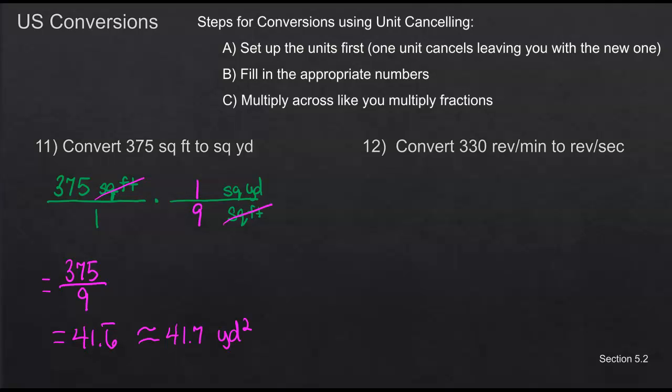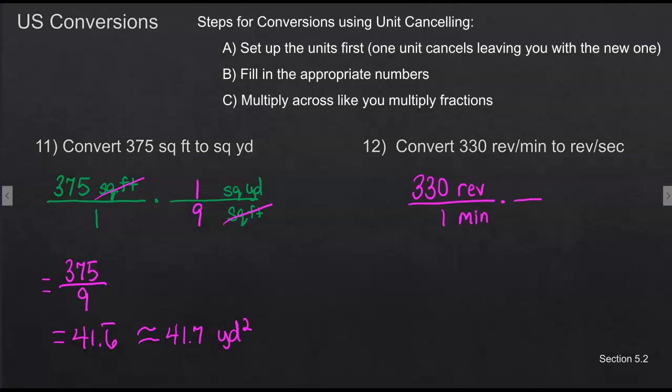Now, once you learn this, you can set this up pretty quickly. It doesn't take a lot of time. You will know some of these conversions, for instance, minutes and seconds and that kind of thing, which is handy. So on the next one, we're going to put 330 revolutions in 1 minute. We're converting to revolutions per second. So we're going to have to get rid of minutes and go to seconds.